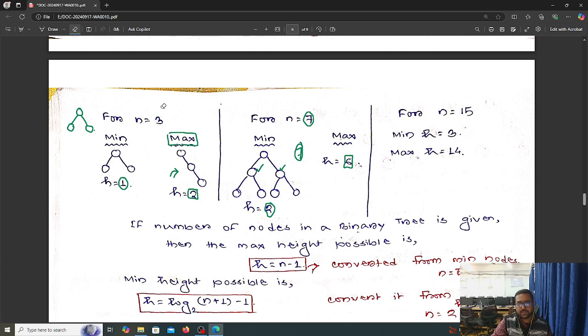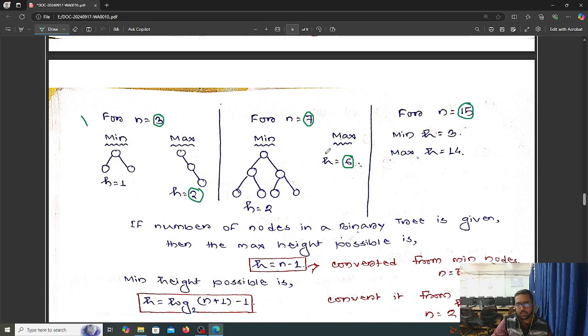So now let us find out the formula or the relationship between node and height. What is the maximum height? If we are having n equal to 7, maximum height is 6. What is the maximum height if we are having number of nodes as 3? It is 2. Then what should the maximum height be if the number of nodes is 15? If you see, this 6 can be obtained by 7 minus 1. This 2 can be obtained by 3 minus 1. So here the height can be obtained as 14, that is 15 minus 1.